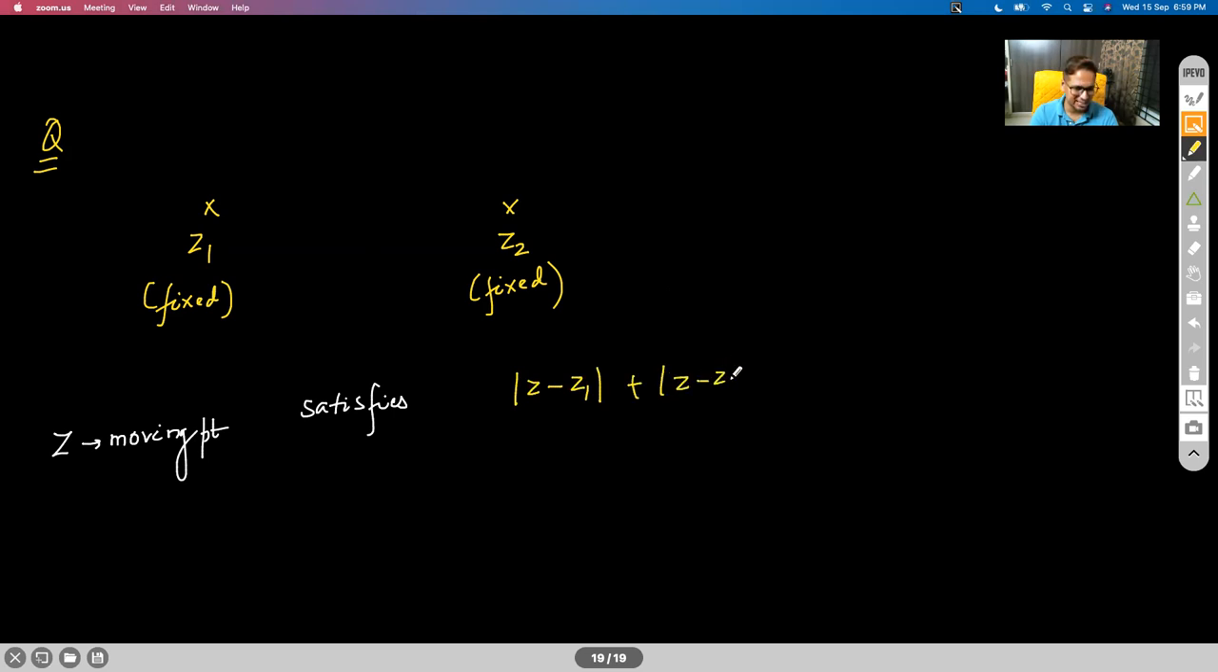Think and answer. It's a very simple question. So Z satisfies the fact that modulus of Z minus Z1 plus modulus of Z minus Z2 is equal to modulus of Z1 minus Z2. Can you draw the locus of Z on this diagram? Can you complete this diagram and draw for me? What is the path taken by Z so that it always satisfies this locus equation? I know you cannot draw it on the chat box, but at least you can tell me what you are going to do to get the diagram. I'm waiting for your response.